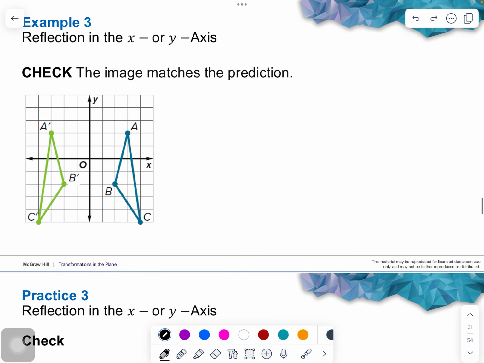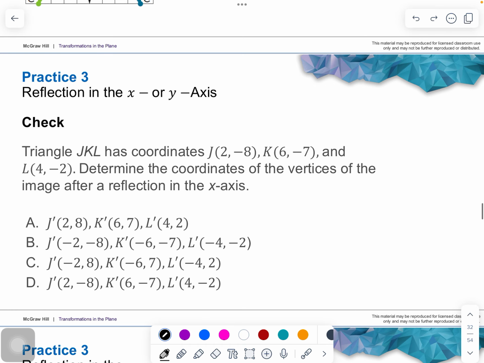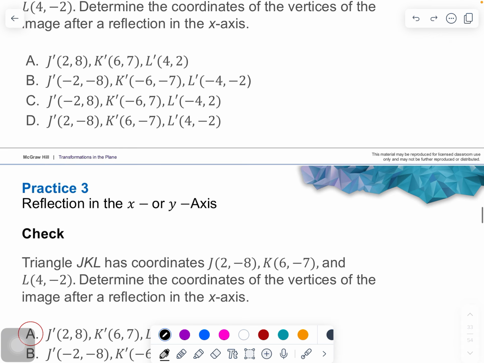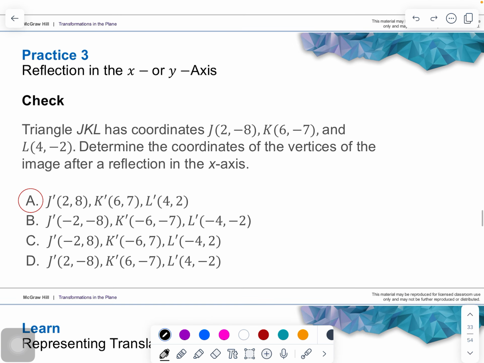Okay. Now go ahead and do practice 3. Pause me and see how you do. Did you come up with letter A? I sure hope you did.